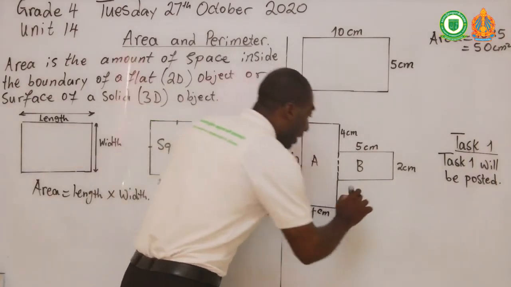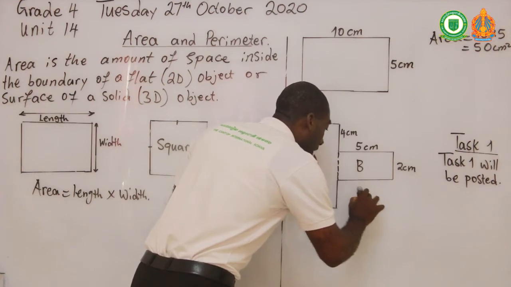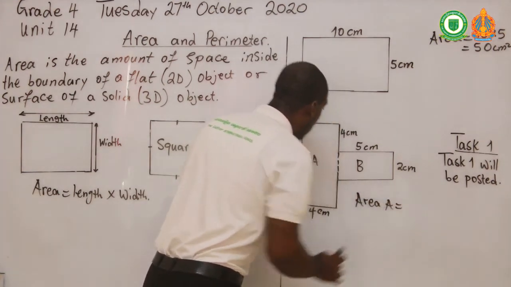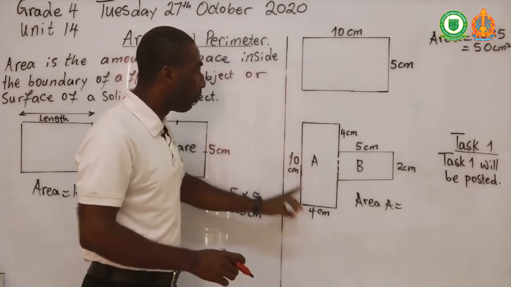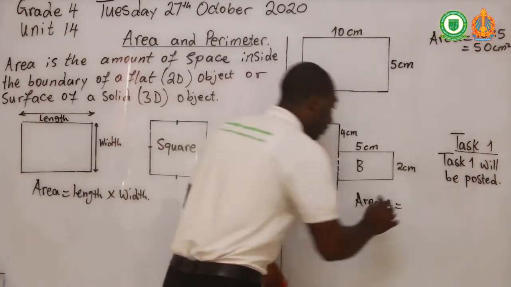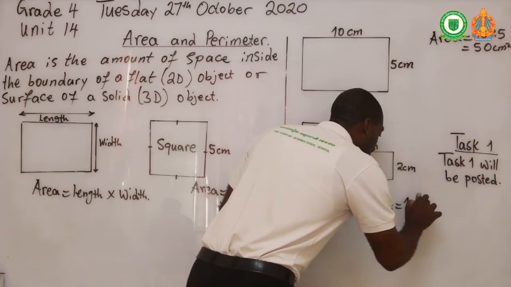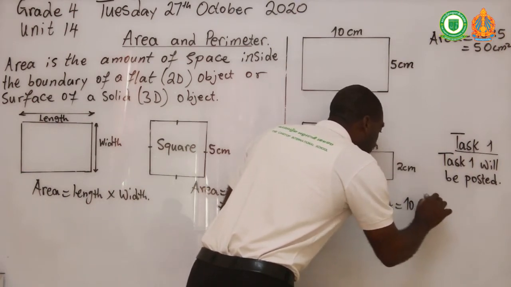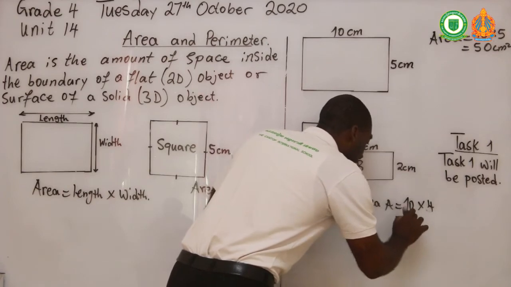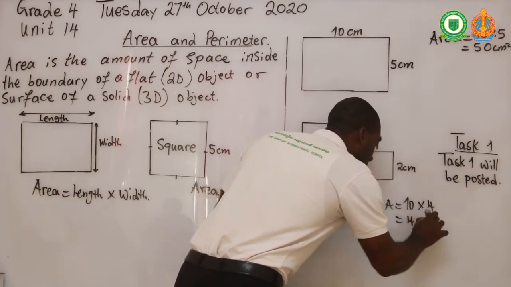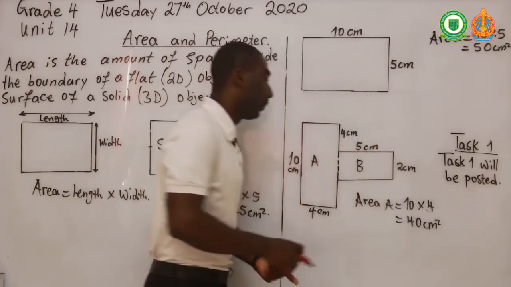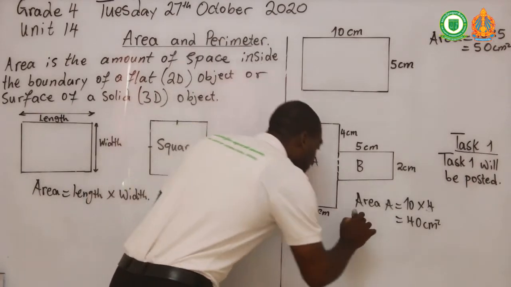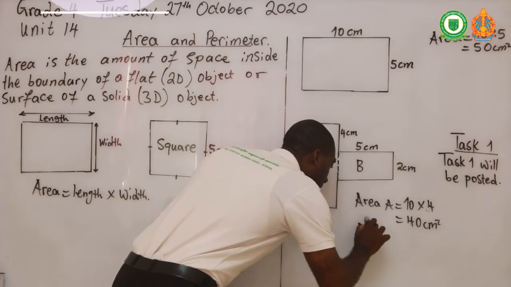So we say that area A will be equal to 10 multiplied by 4. Okay, so 10 multiplied by 4, and that will give us 40 centimeters square. So that will be for our area A. Then we look for area B.